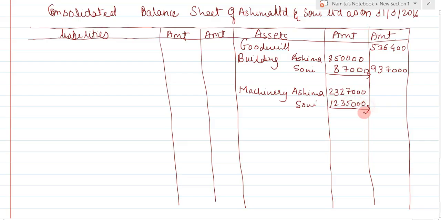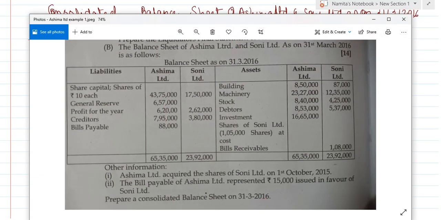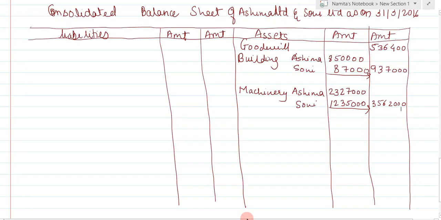12,35,000. Add and write the final amount in outer column. So we get 35,62,000. Okay, after machinery we have stock. Take the values of stock: 8,40,000 and 4,25,000 of Sony Limited.